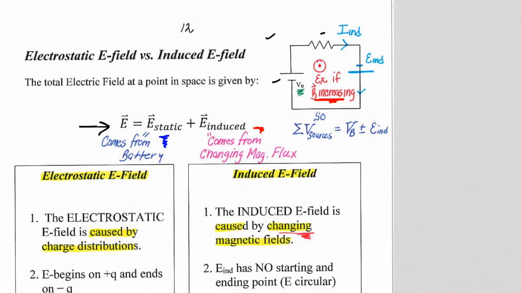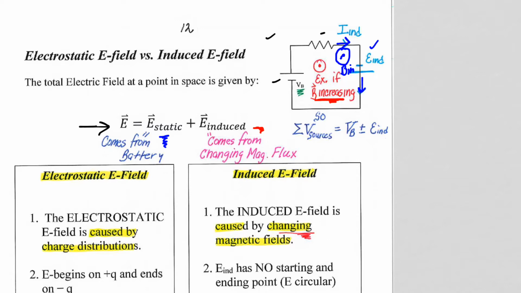Lenz's law kicks in, so we have an induced voltage being generated, making the induced current, producing B induced into the paper, to fight the effect that's causing it. We have the external B field coming out of the paper and increasing.